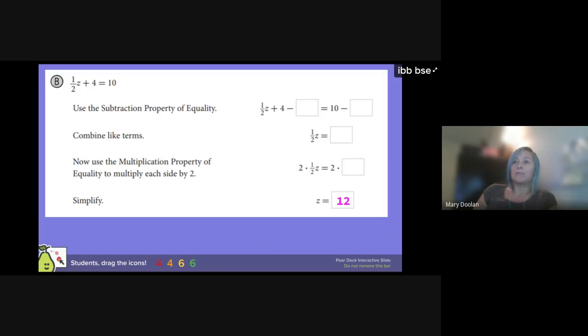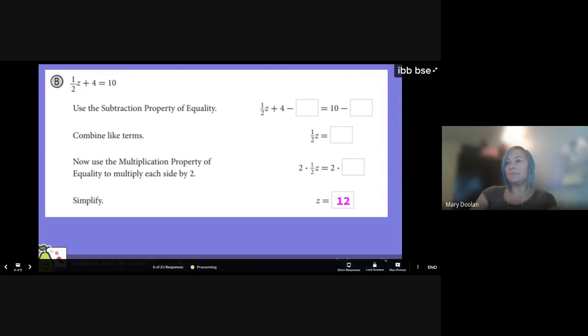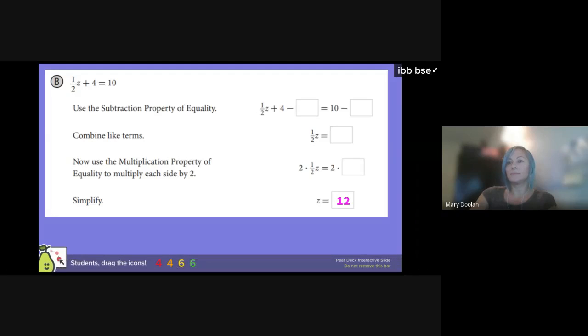Combine like terms, and then use the multiplication property of equality and multiply each side by 2. Okay, so drag the 2 4s and the 2 6s into those 4 empty boxes to where it will make sense. Okay, about another minute to do this.